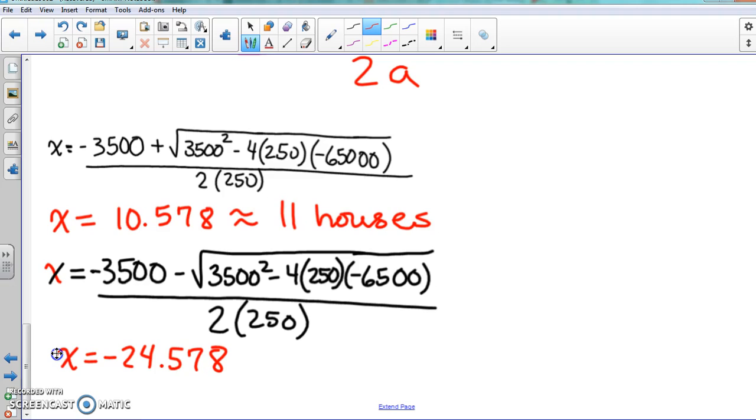But looking at that, does that even make sense for a number of houses? No, because you can't have a negative house. You have negative equity, but you can't have a negative house. You can't sell a negative house. So with this, we're going to say this cannot work. You cannot have a negative house.